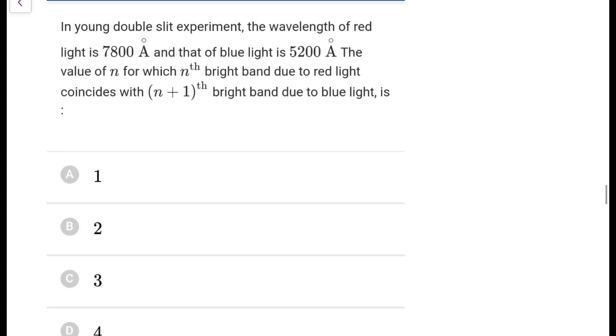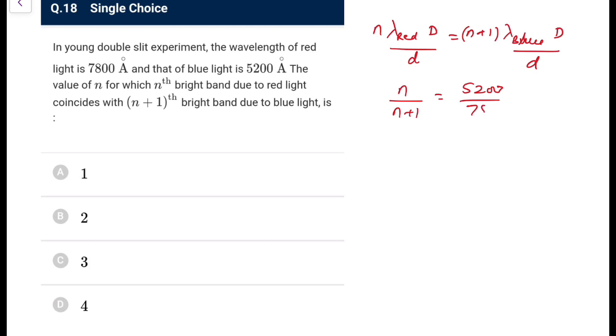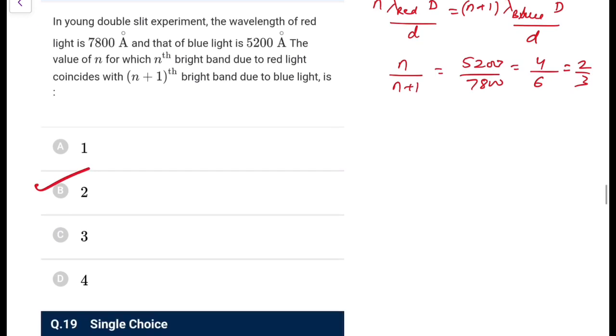Next one. In YDSE, the wavelength of red light is 7800 angstrom and blue light is 5200 angstrom. The value of n for which the nth bright band due to red light, that is n lambda red D by d, coincides with (n plus 1) lambda blue D by d. So n upon n plus 1 would be lambda of blue, 5200, upon 7800. You take the 13 table, 13 fours are 52, that is 2 by 3, so the minimum n is equal to 2. That's an easy one.